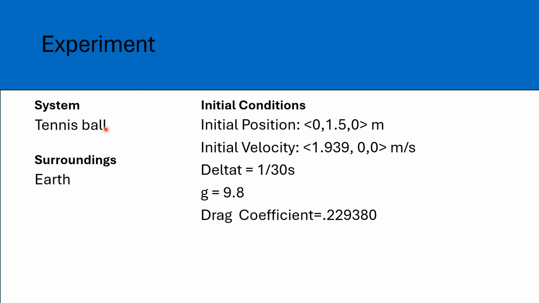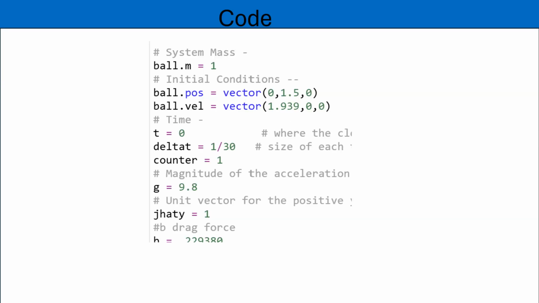In this experiment, the system was the tennis ball and the surroundings was Earth. Our initial position was 1.5 meters and initial velocity 1.939 meters per second, with a delta t of 1 divided by 30 seconds because this was our frames per second of the video, with a gravity of 9.8 and a drag coefficient of 0.229. For our initial code, I set the ball position and ball velocity as previously mentioned, and everything else. Then I'll use this j hat y to show the direction of the drag, because depending on which way y is going, the drag will go in the opposite way.